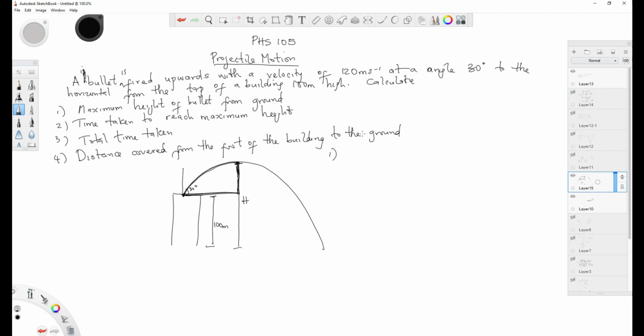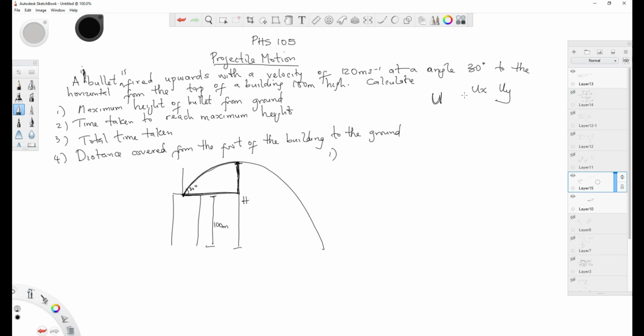Now, before we even do anything, we said the bullet is fired upwards. Now they didn't tell whether it is vertically upwards or horizontally upwards. And remember, I said if it isn't stated, that u in this case is the resultant u. It is not ux, it is not uy, it is the resultant u.